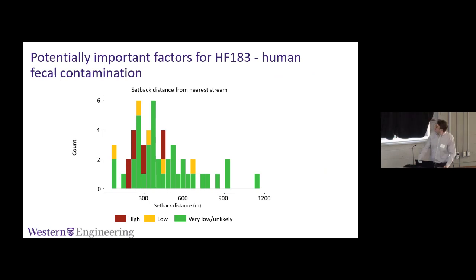Last histogram I'd like to show is the setback distance nearest the stream. The setback distance is commonly used to identify septic systems for reinspection programs. And here we see that most of our sites within 300 meters of streams show the majority of our high and low detections of our HF183 markers. So really where we have septic systems placed close to the stream, we have that risk of microbial contamination with the HF183 and that rapid input of septic system effluent.